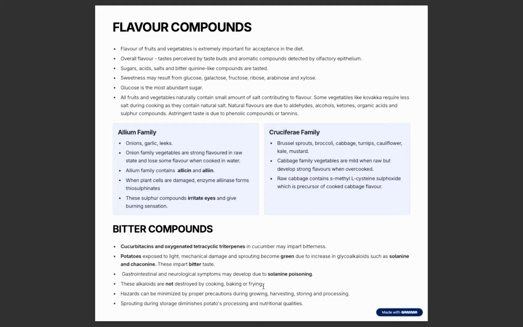And these alkaloids are never destroyed by cooking, baking or frying, so heat has no effect on it. And these hazards can only be minimized through precautious measures during growing, harvesting, storing and processing. And sprouting during storage diminishes the potato processing and nutritional qualities also.